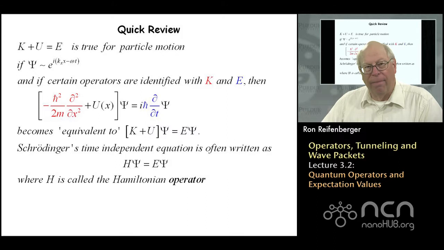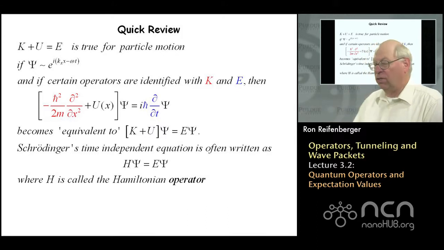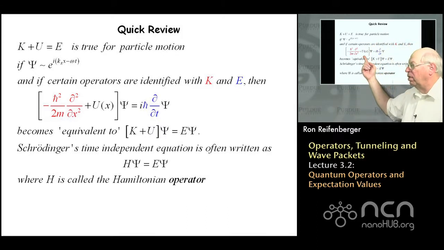There was this radical hypothesis that particles behaved as waves, and the question then became, well, how do these waves move in time and in space? And the idea was that if you would represent a particle wave or a matter wave by a wave function psi, which is represented by this complex function e to the i(kx minus omega t), and if you could identify certain operators with the energies K and U, then you could write down an equation which is known as Schrödinger's equation, right, in one dimension.